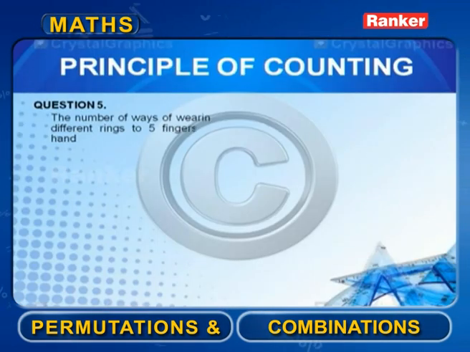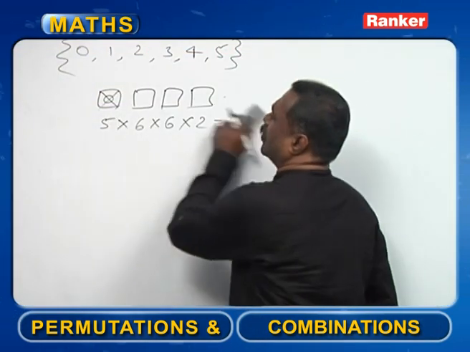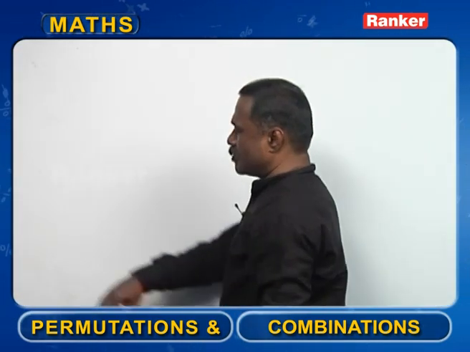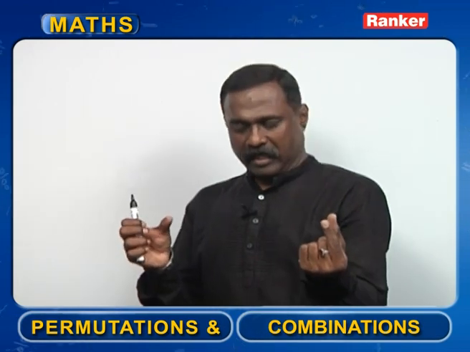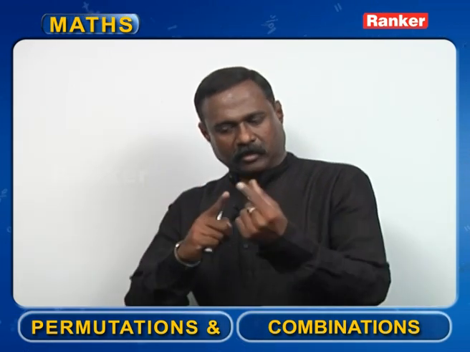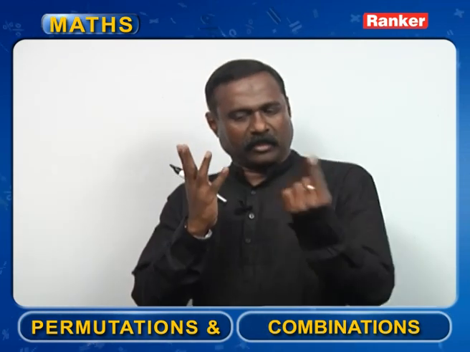The next question: the number of ways of wearing 6 different rings to 5 fingers in a hand. It's a most general question, a very easy, very basic question. Understand, the number of ways of wearing 6 different rings to 5 fingers in a hand. 6 different rings are there. We have taken one ring and it can be worn to this finger or this finger or this finger or this finger or this finger.